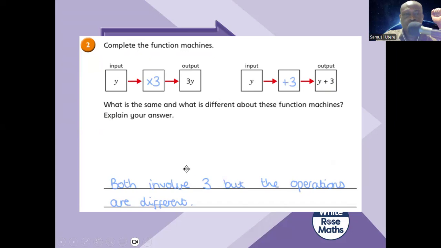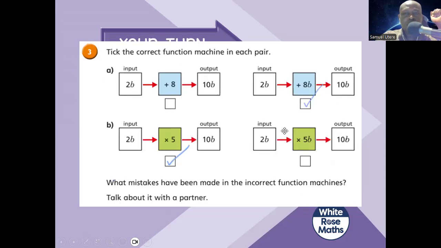Okay. And then here you're being asked what is the same and what's different about this function machine. Explain your answer. So here, it involves 3, but the operations are different. So here we're multiplying by 3 and here we add 3. So they are different operations. And then this is for question 3. Here you're asked to tick the correct function machine in each pair.